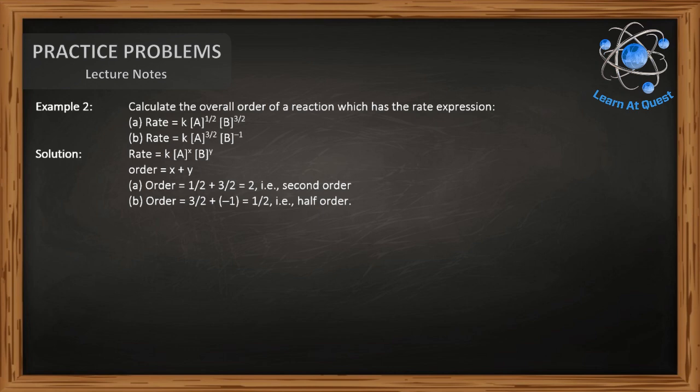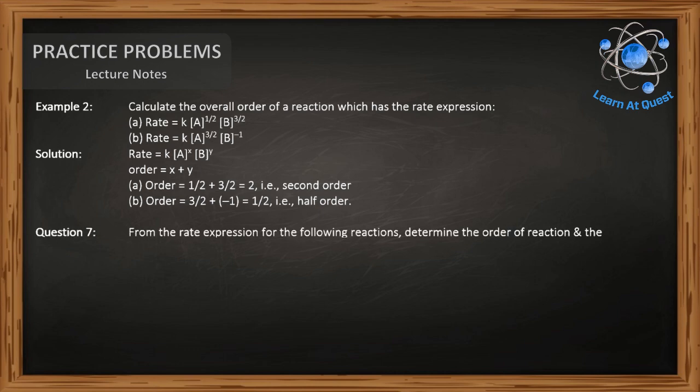In the second subpart, the rate is K, A raised to 3 by 2, B raised to minus 1. That is, the order of the reaction with respect to A is 3 by 2 and the order of the reaction with respect to B is minus 1. Again, the order is the sum of the exponents of the concentration terms. Here, the order will be the sum of 3 by 2 and minus 1, which are the two exponents, which is 3 by 2 minus 1, which is half. Hence, in the second subpart, the reaction is a half order reaction. That is, the order of the reaction is equal to 1 by 2.